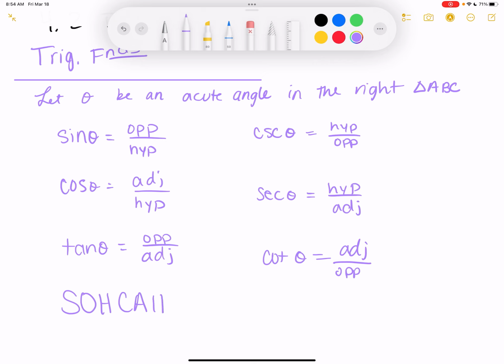And you can remember that with SOHCAHTOA. Sine, opposite over hypotenuse. Cosine, adjacent over hypotenuse. Tangent, opposite over adjacent.